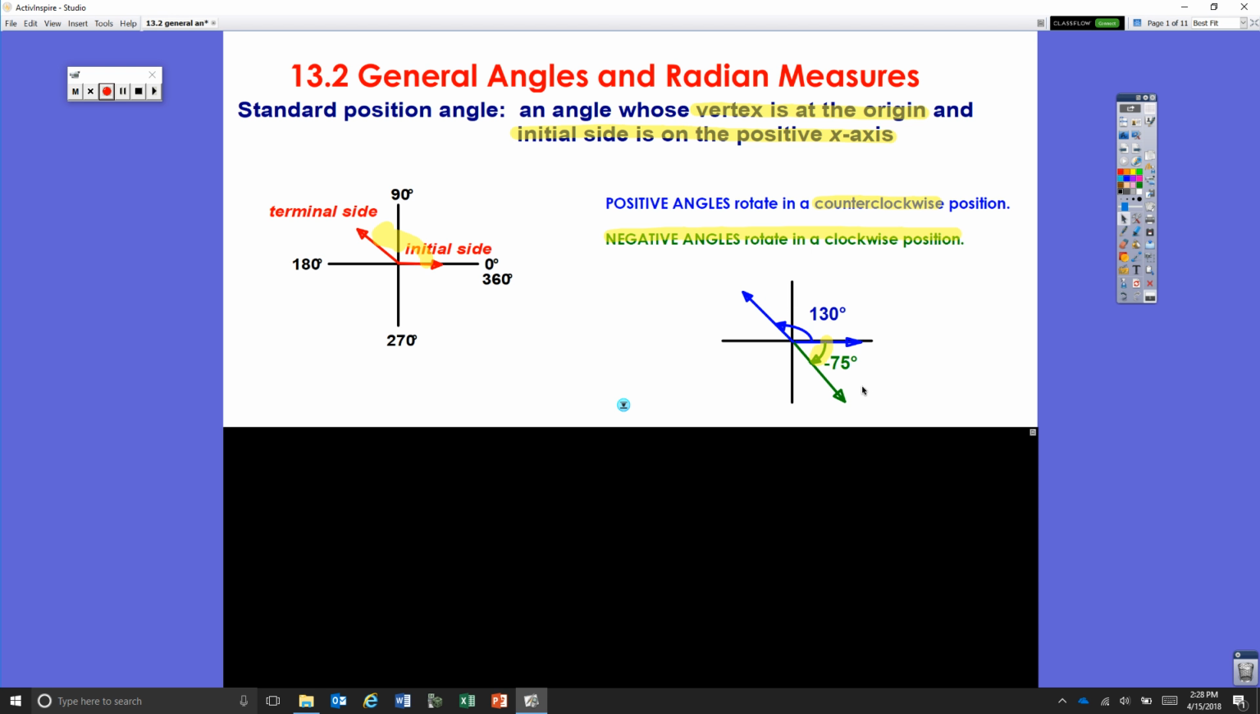This negative angle of 75 still starts at the same place, but it goes clockwise, in the direction of a clock: 12, 1, 2, 3, 4, 5, 6. This is clockwise. Heading backwards would be counterclockwise.